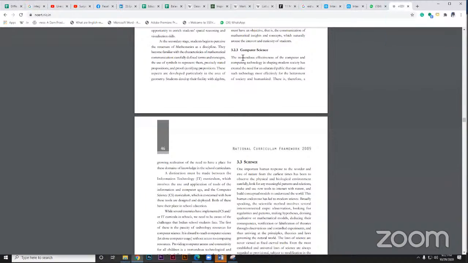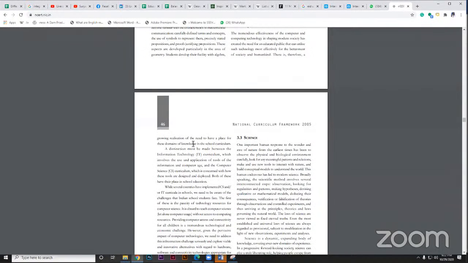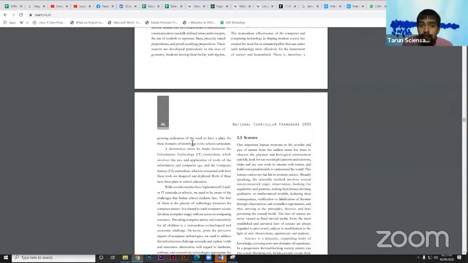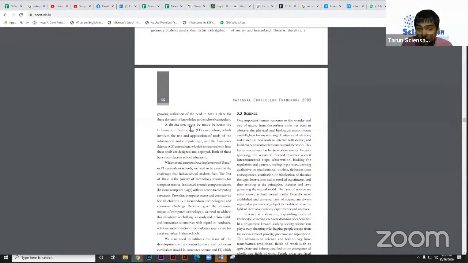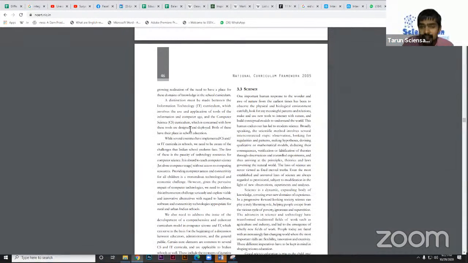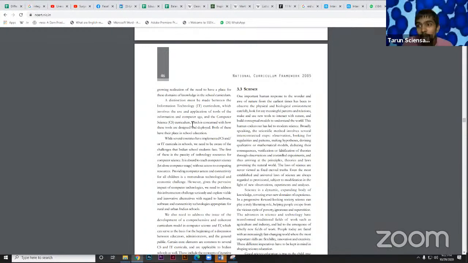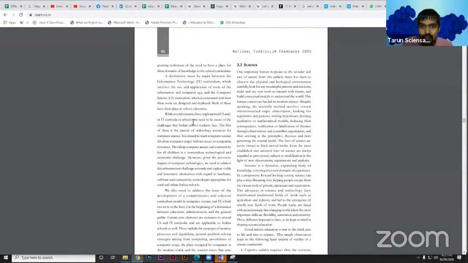There is, therefore, a growing realization of the need to have a place for these domains of knowledge in school curriculum. A distinction must be made between information technology curriculum, which involves the use and application of the tools of information and computer age, and the computer science curriculum, which is concerned with how these tools were designed and deployed.